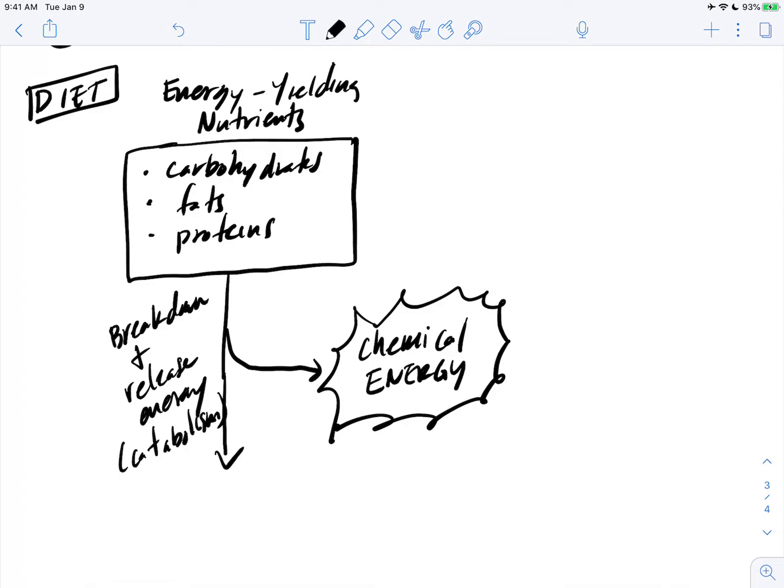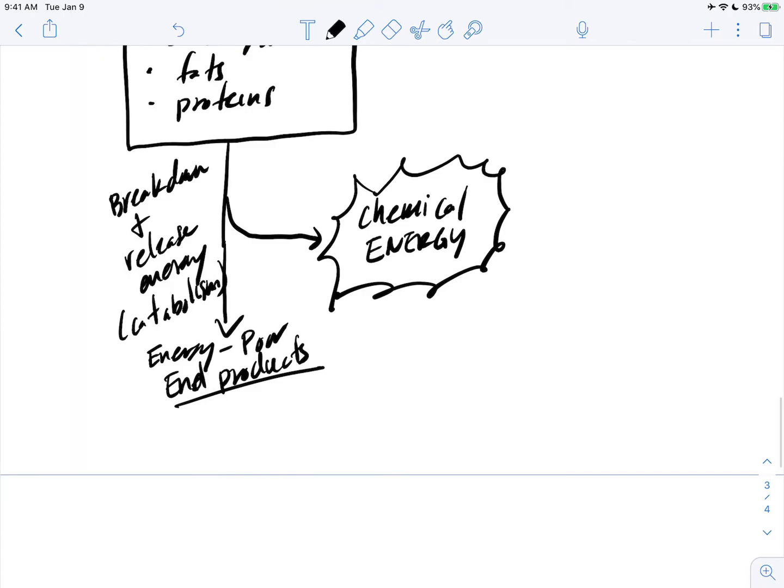But we're also going to get energy poor products, or end products. So we can't really do much else with these. They are just who they are. That includes water, which is still very useful, CO2 and NH3.